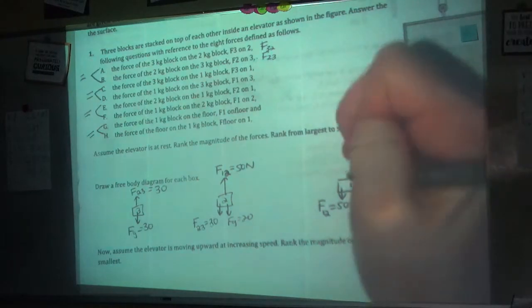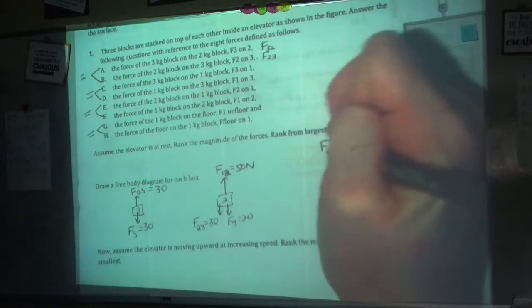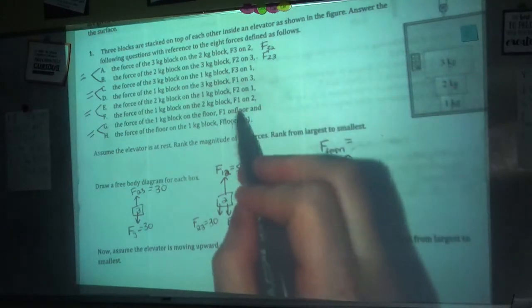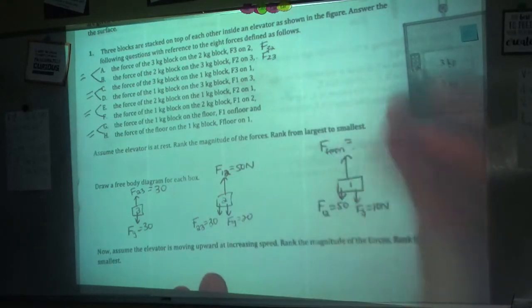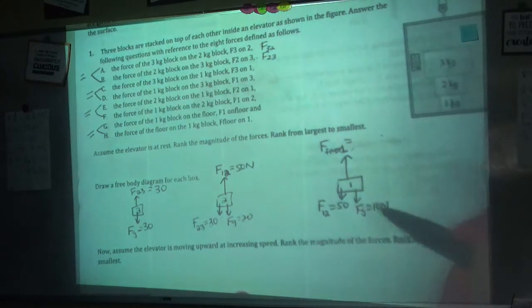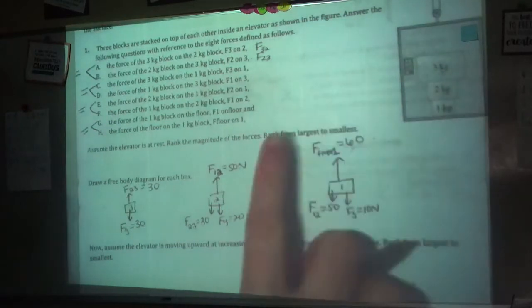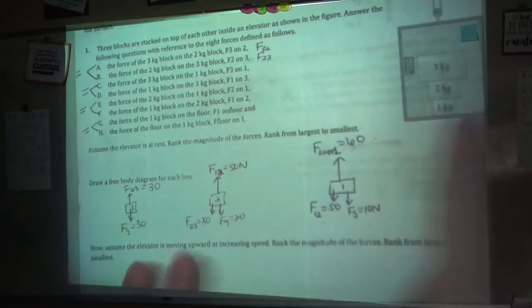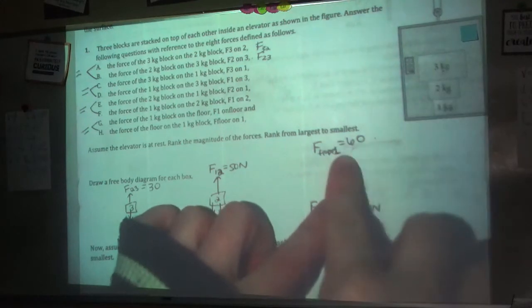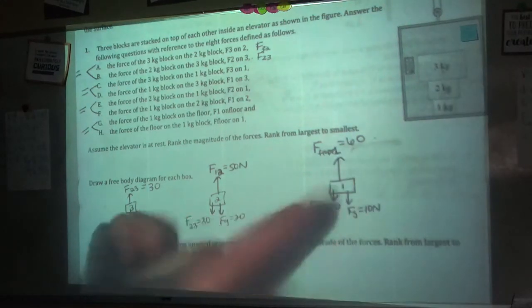And then the force of the floor on 1, which is just our normal force, but because up here it called it the floor on 1, I'm going to call it floor on 1. Again, has to be balanced, so that would be 60. Now, it also helps to stop and just think through, okay, if this is a total weight of 60 newtons, of course the floor is pushing back 60 newtons, that makes sense.